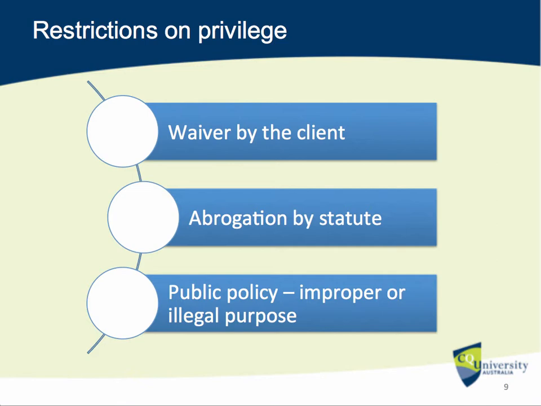The third restriction on the privilege is that of public policy, namely improper or illegal purposes. Legal professional privilege does not attach to communications between clients and lawyers which are founded on some improper or illegal purpose. In Australian Federal Police against Propend Finance Proprietary Limited, 1997, 141 Australian Law Reports at page 545, the Australian Federal Police argued that a communication in furtherance of a crime or fraud should not be privileged.